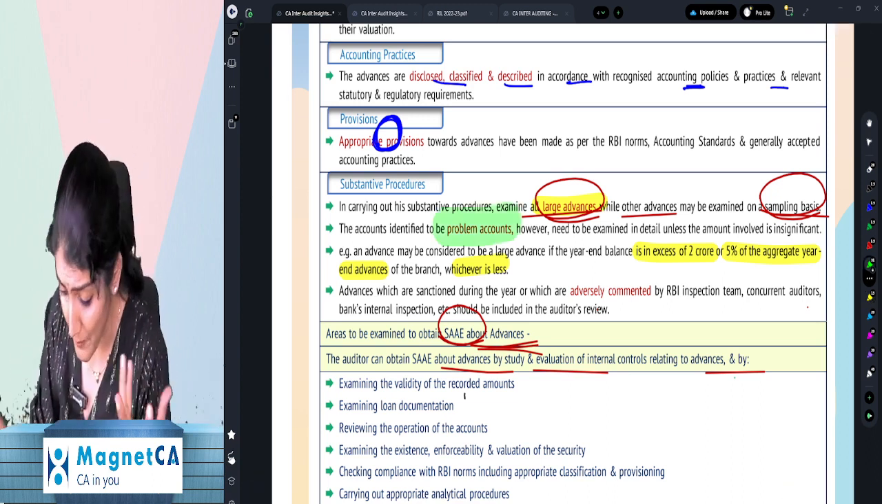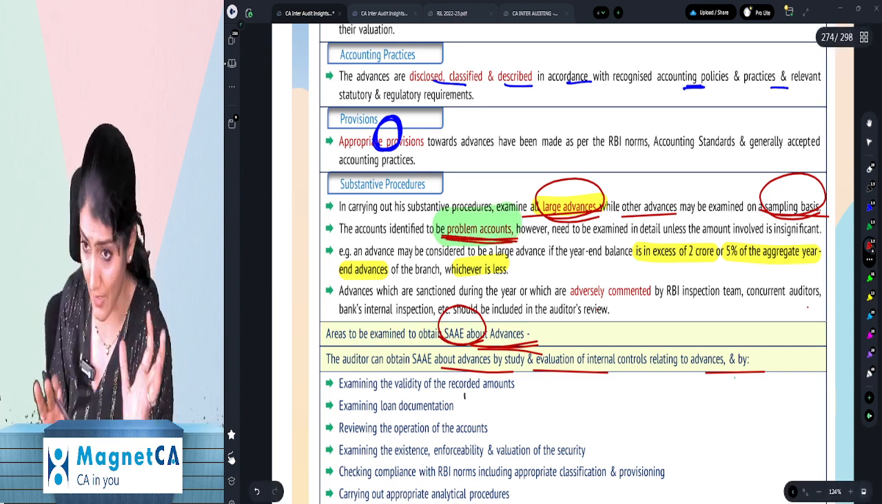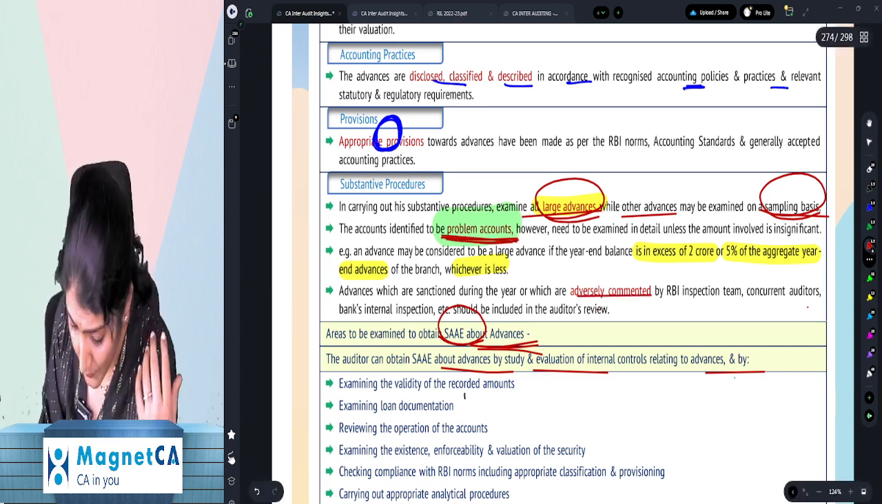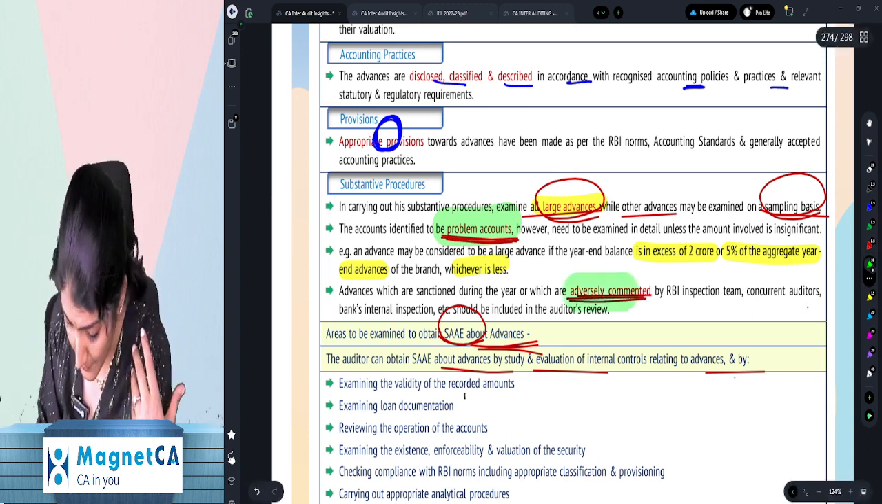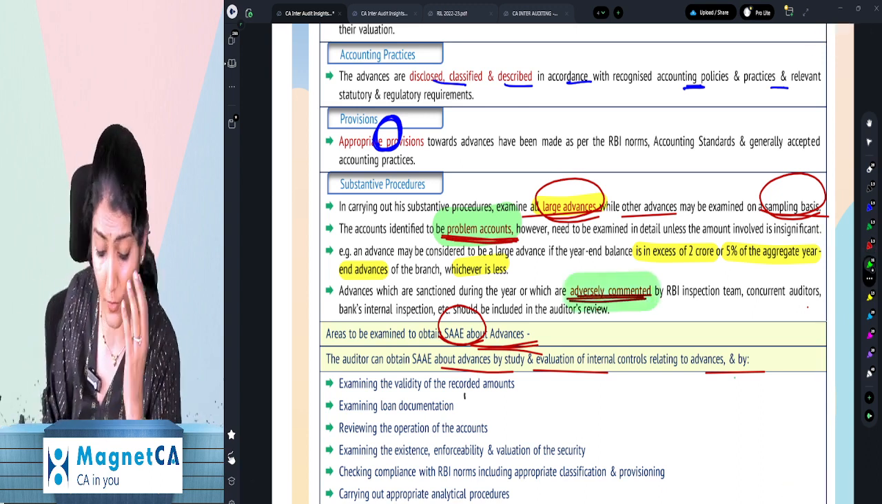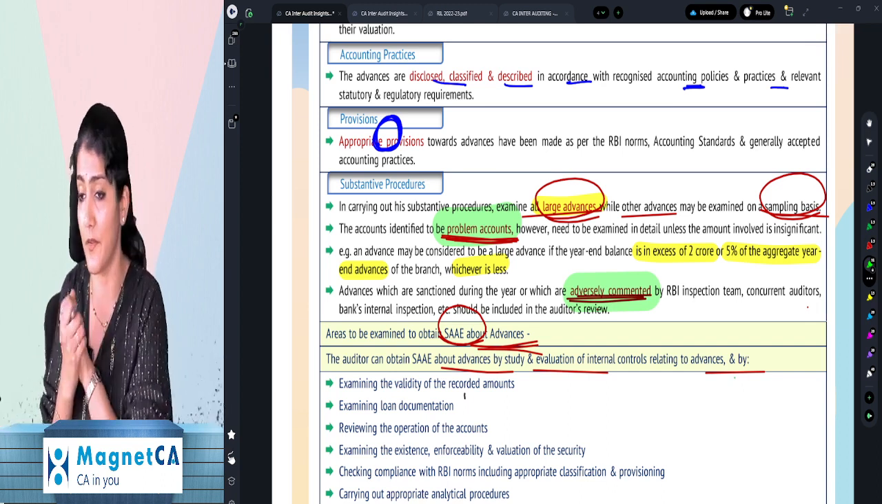Right, where the amount may be insignificant. But again, if you see that this is the troublemaking account, also check those accounts which have been adversely commented upon. By whom? By the RBI, by the concurrent auditor. The bank's internal inspection should also be included in the auditor's review.